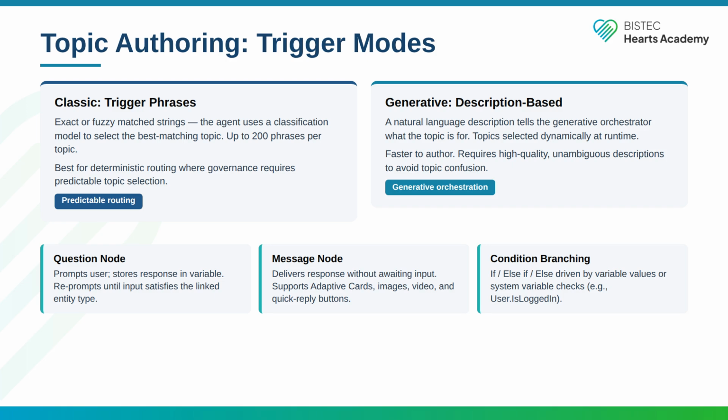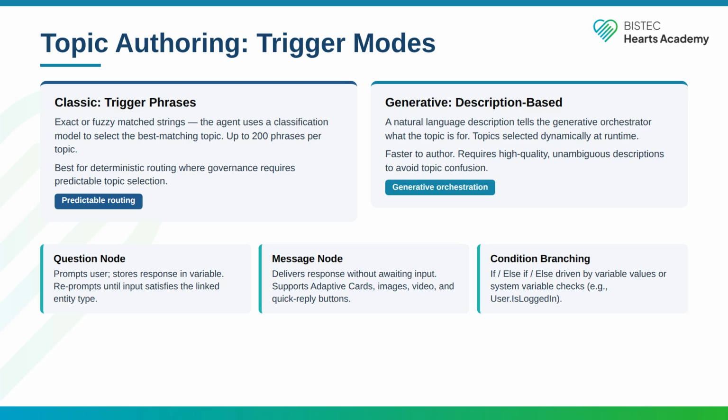In regulated environments handling sensitive customer data, classic trigger phrases are typically preferred for deterministic routing on sensitive workflows. Generative mode is better suited to informational or broadly scoped topics where routing flexibility matters more than predictability.